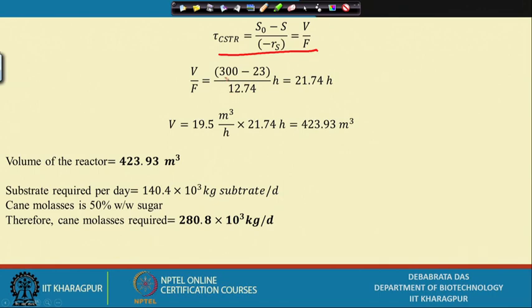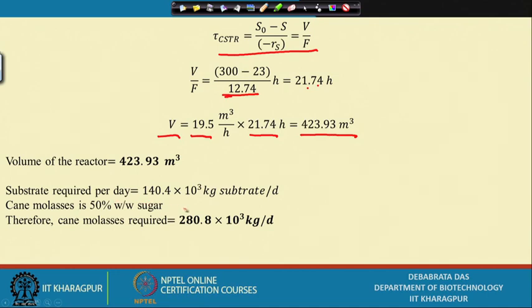So, we know this value, this is 300 minus 23 by that R S is 12.74, and this is equal to 21.74 hours. So, V equal to what will be the, this is the flow rate that we have. So, the volume of the reactor will be 423.93 cubic meter.